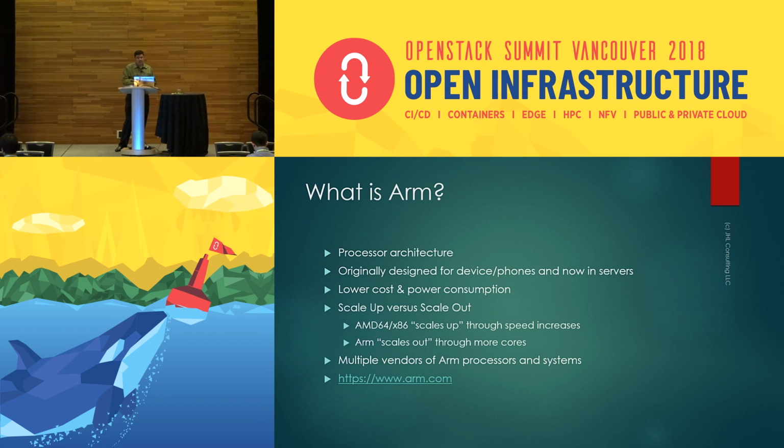We'll see some that's got like 96 cores on it. And in the x86 world, things scale up by you get faster and faster processors. In the ARM world, you're going to see them scale out instead by having more and more cores. So we want to take a look. Can we use that in OpenStack? Can we use this ability of scaling out through more cores?